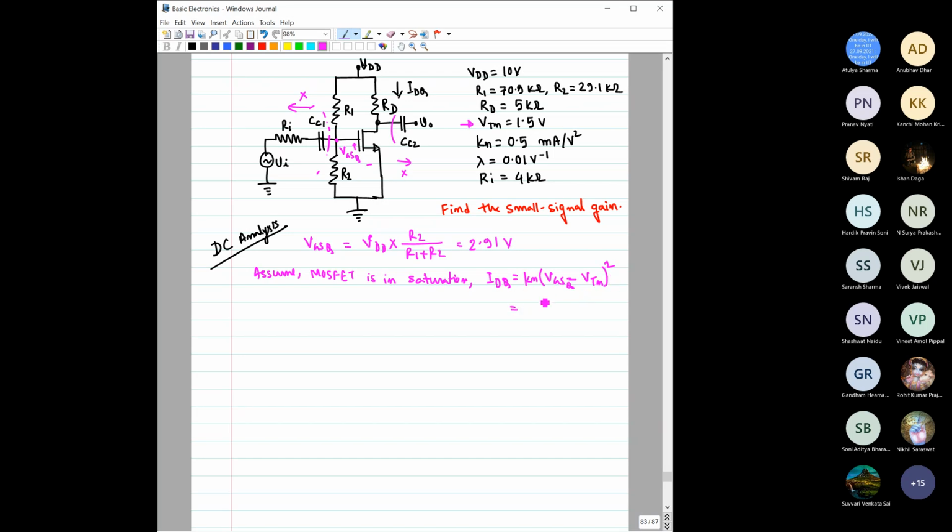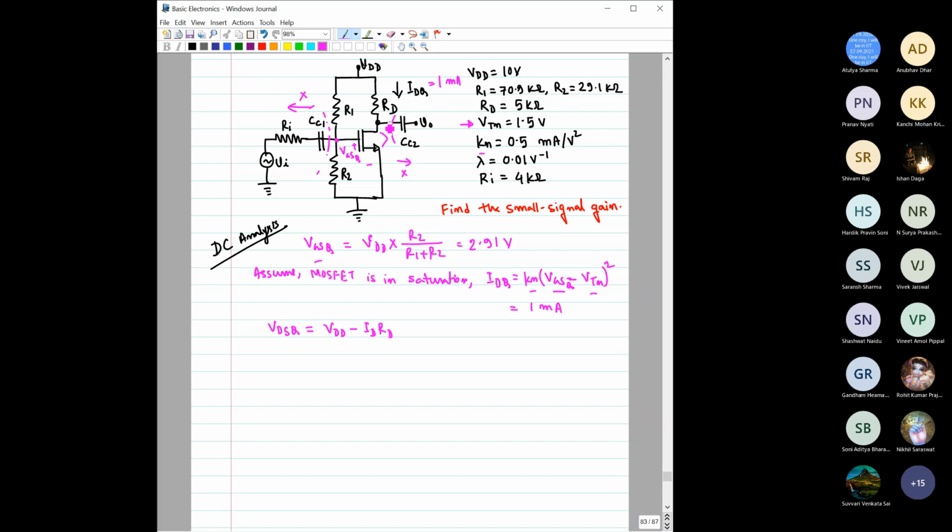Now all the values are given. VGSQ we know, VTN is given here, Kn is given here. So we can find the value of IDQ, and if you calculate it, it will come as 1 milliamp. So 1 milliamp is the current flowing through this RD. From here, we can also find VDSQ. VDSQ would be equal to VDD minus ID times RD.